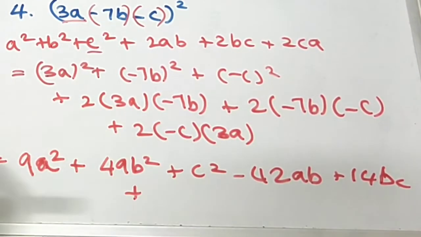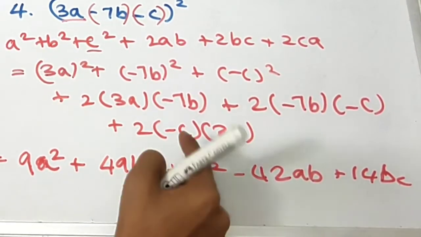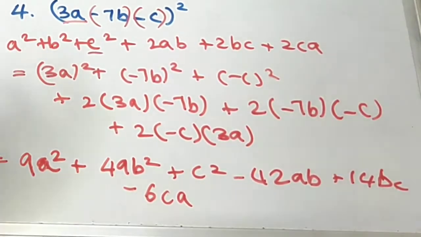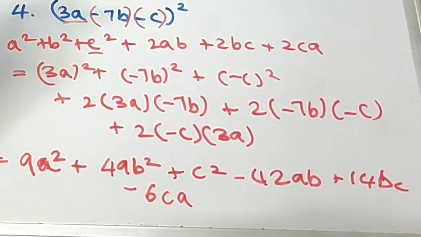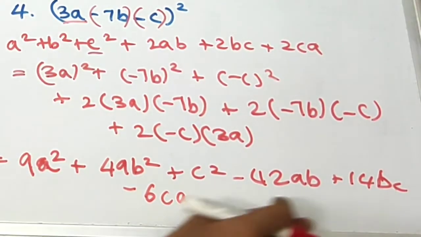Now for the final term over here, plus 2 times minus c times 3a. So 2 times 3 would give me 6. That is a minus over here. So instead of plus, it is a minus. So minus 6, and the variables are c and a. So 2ca or 2ac. You can write it either way. So finally we have solved the fourth problem, which is 3a minus 7b plus minus c the whole square, which will give us this whole equation.